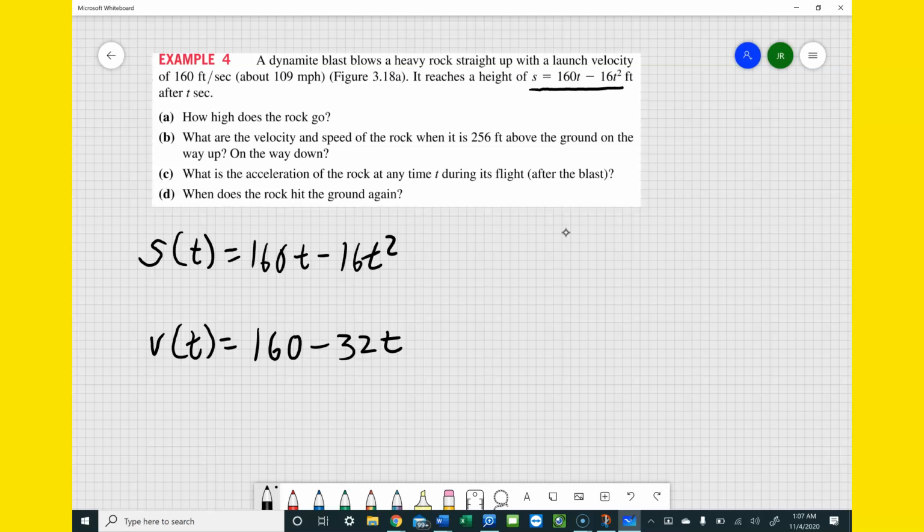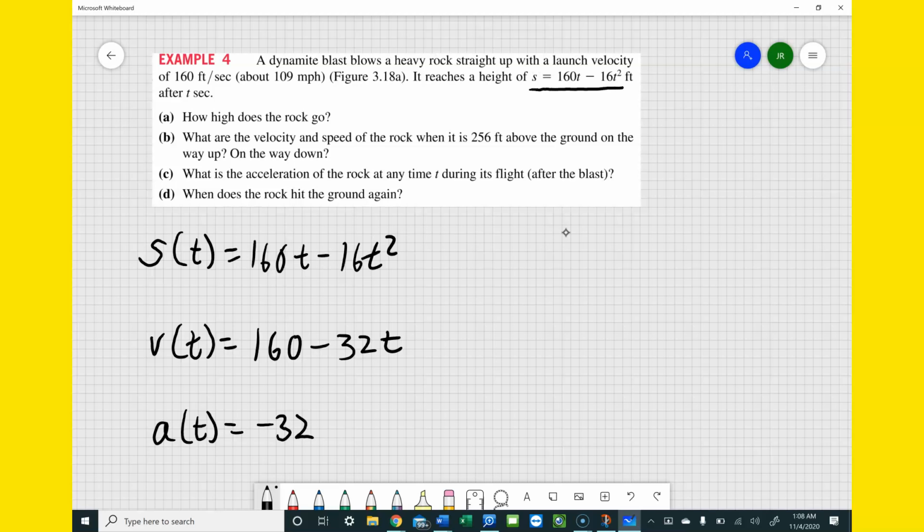We may even want to do acceleration. What is acceleration? Acceleration would be the derivative of velocity, which in this case would be negative 32. So this equation is given in feet, by the way. Also, if you were to take a physics class, you would learn how this equation comes about, like how do we get that based on just the fact that it had an initial velocity of 160?